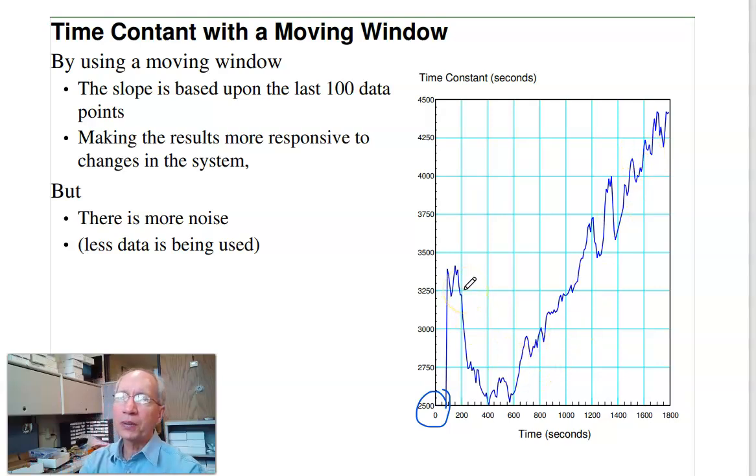Again, a couple things to note. This is a lot more noisy because I'm only using 100 data points rather than 1800. But on the other hand, it's also more responsive. As the thermal time constant is changing, my least squares curve fit will follow it. So that's least squares with a moving window.